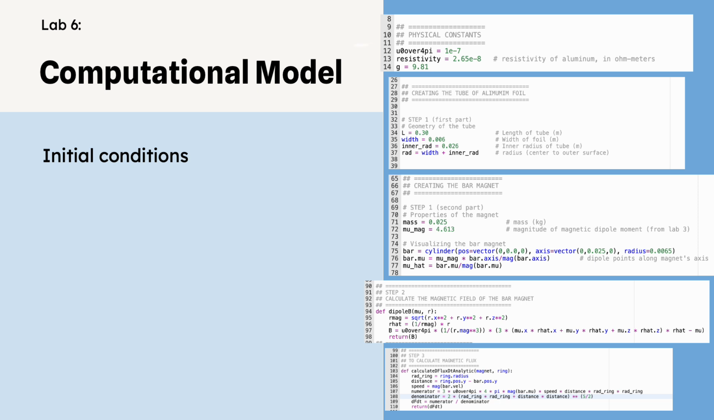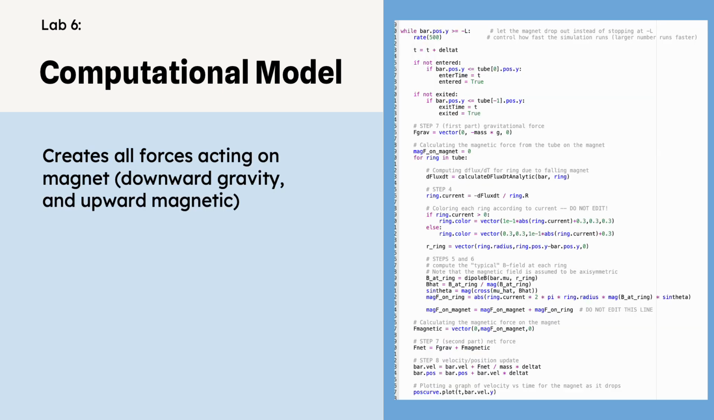So we have physical constants such as the resistivity of the aluminum, and gravity. Here we created the tube with those measurements, and then we also created the magnet with the mass and the dipole moment. And then we also inputted those same values to help create the flux and the magnetic field for the bar magnet. The major chunk of the code was dedicated to creating all the forces that act on the magnet, which would be the downward gravity and upward magnetic force.